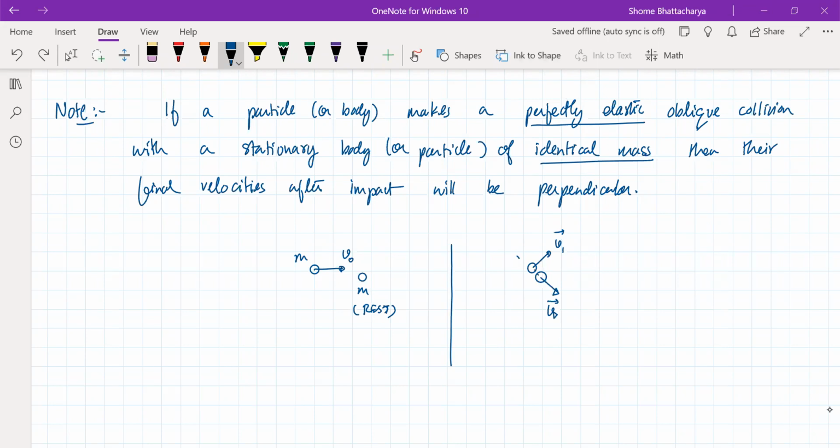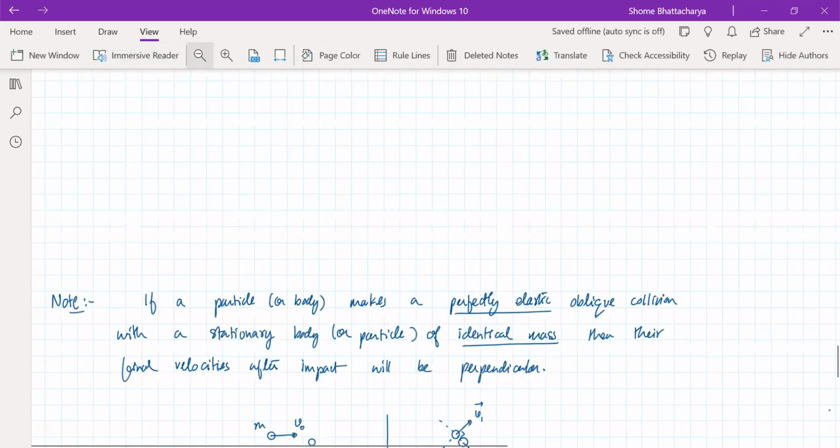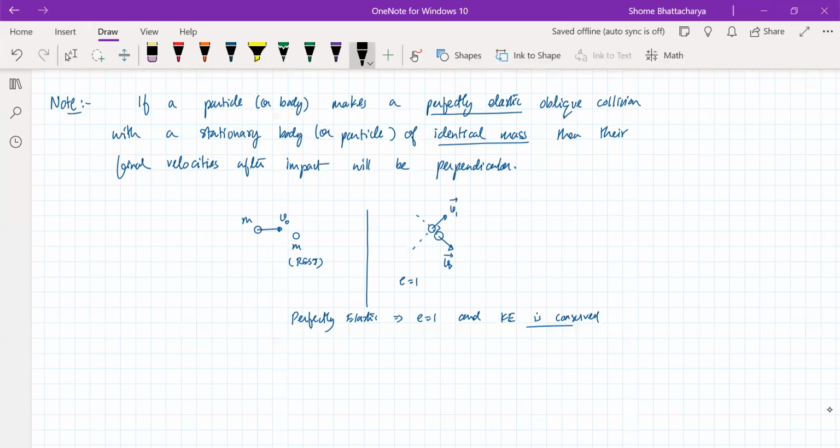So let's understand why this is happening. There are a couple of ways to understand that, and we'll discuss all. One way is to use the more fundamental property of perfectly elastic collision, that not only e is equal to 1, but also kinetic energy is conserved. If we implement that, you can see it's very easy to prove this. Momentum conservation gives us this equation, which tells us that the vector sum of v1 plus v2 is equal to v0.